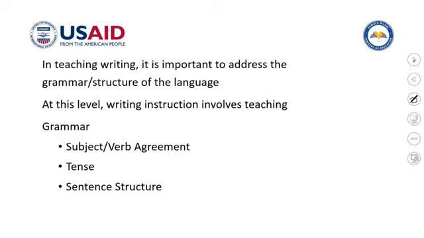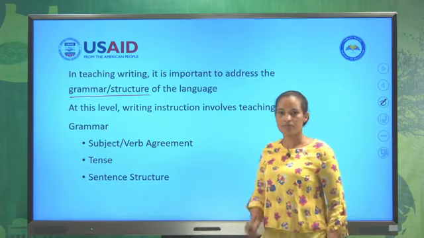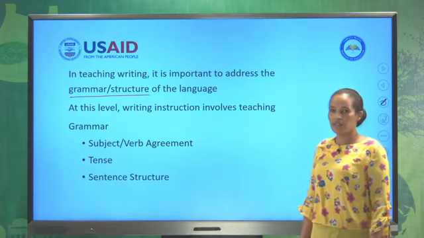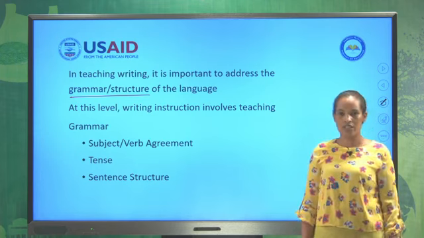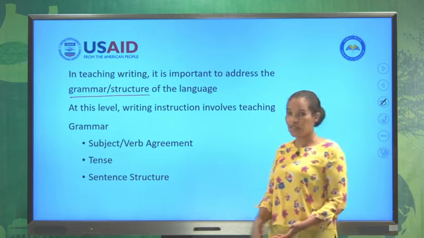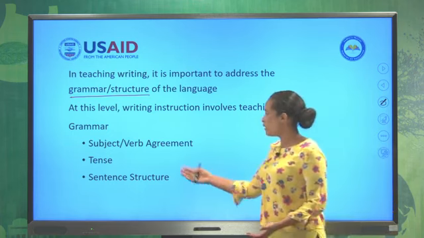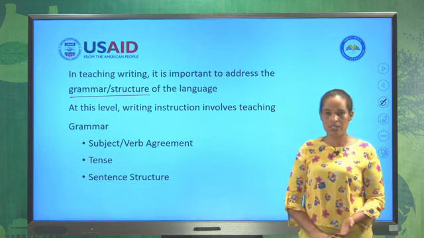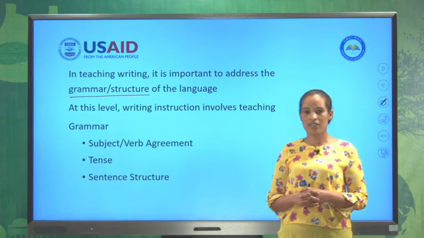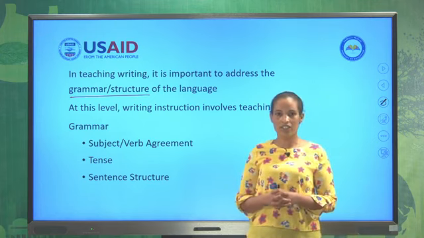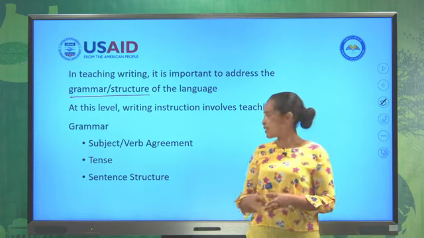In teaching writing, it is important to address the grammar or the structure of the language. So at this level, writing instruction involves teaching grammar and expression also. When we say grammar, it can be subject-verb agreement, tense, and sentence structure.